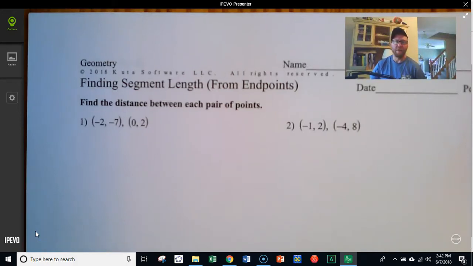All right, now here we're going to be finding the length of a segment from its endpoints. All we have are the endpoints. We don't have a drawing anymore. One thing you could do is graph these out and then do the Pythagorean theorem thing, but that'd be a little awkward. There's an easier way.